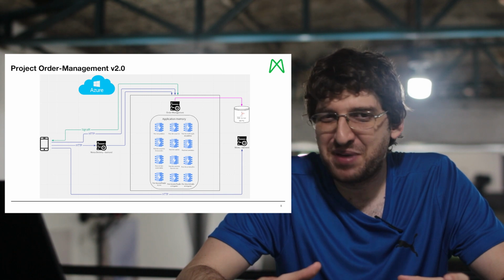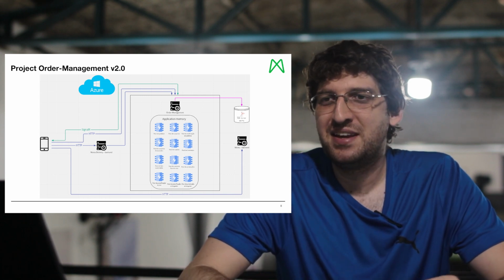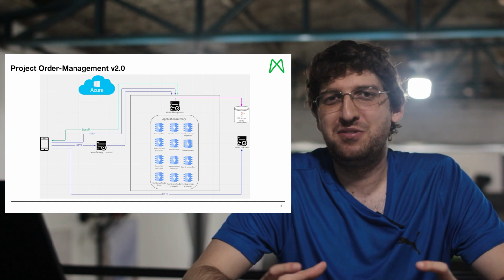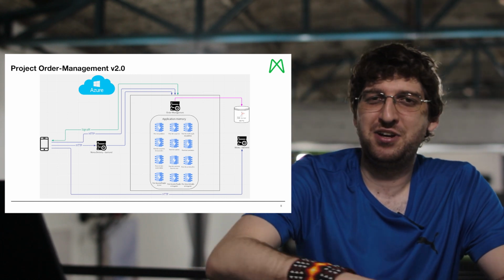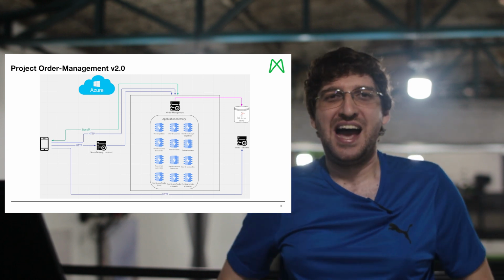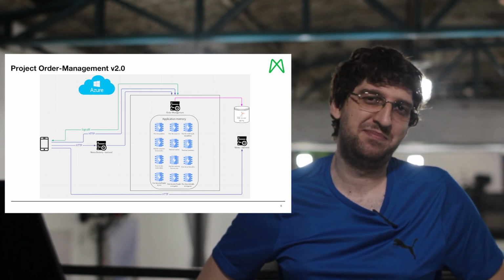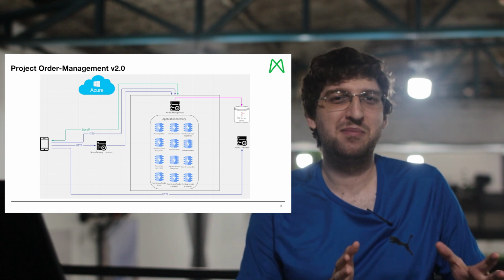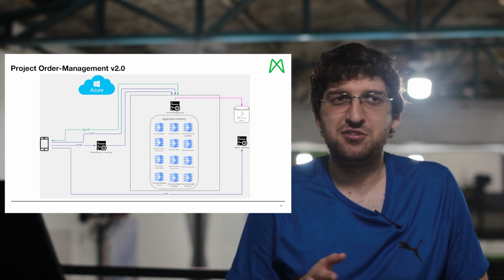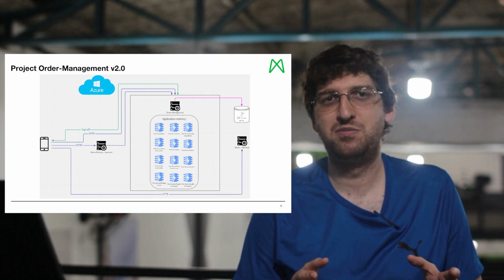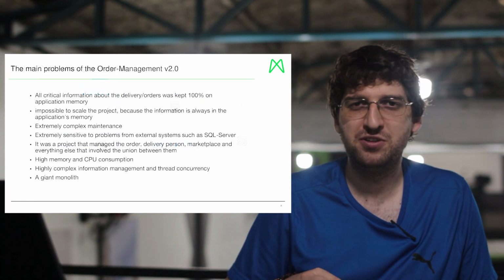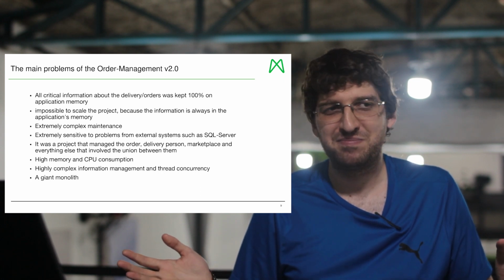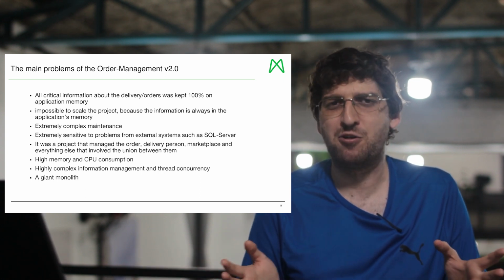Okay, so we started to migrate the order management system, which was in version 2. This project had a really big problem. It was a single monolith with a lot of data in memory, not in a cache like Redis or another database. Besides all the data being in memory, it was not possible to scale it. To scale it, we needed to put more memory and more CPU in the server, and we were completely locked in a highly concurrent process.